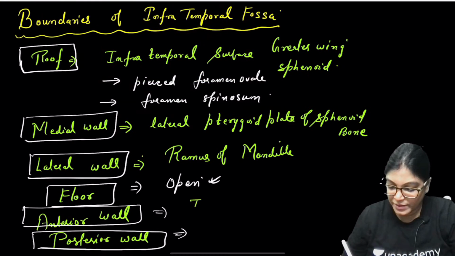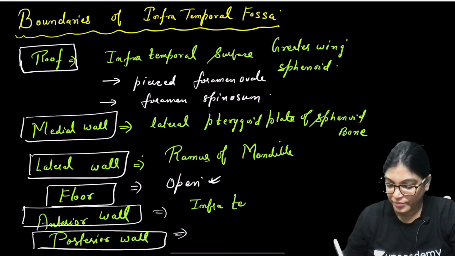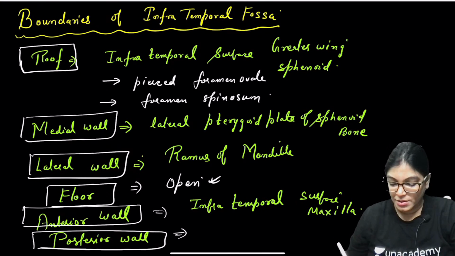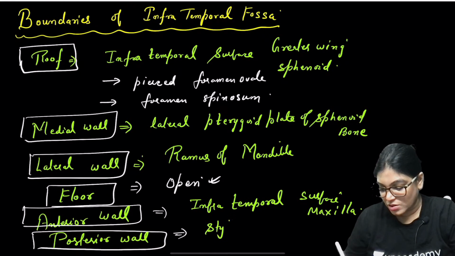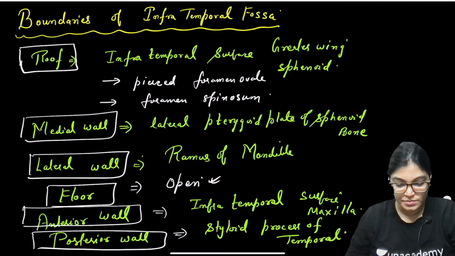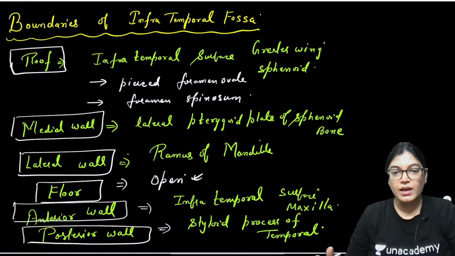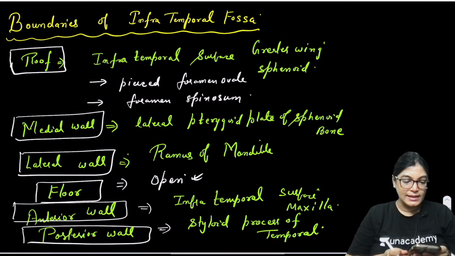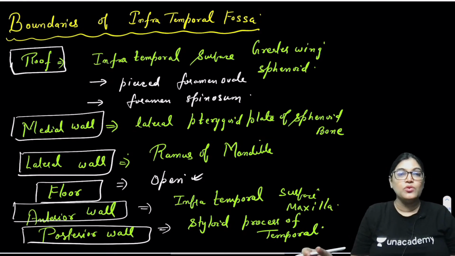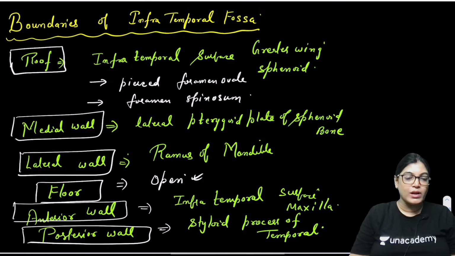Anterior wall is formed by infratemporal surface of maxilla. And the posterior wall is formed by styloid process of temporal bone. So got it everyone? Is it clear? So we have done with the boundaries of infratemporal fossa. We have seen the roof, medial wall, lateral wall, floor, anterior wall and the posterior wall.